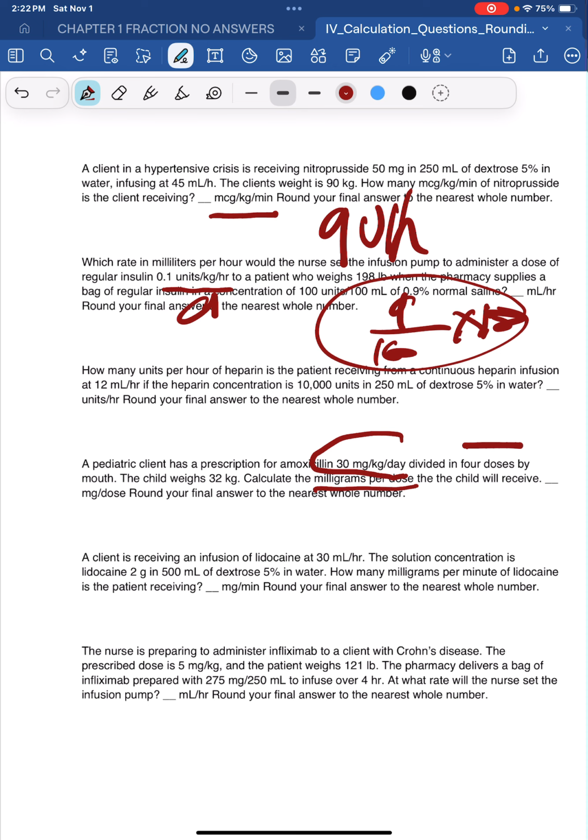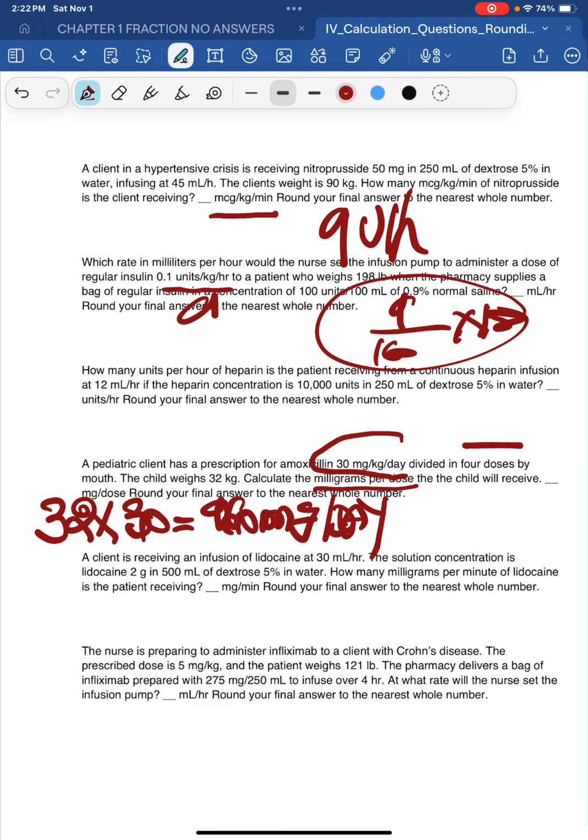So here, the only thing I gotta do, I'm gonna get 32 multiplied by 30 milligram. 32 multiplied by 30, I got 960 milligram per day. But they are not asking me for a daily dose of milligram. They ask me what I will give per dose. Because the daily dose we are giving in divided doses. You get that daily dose, divide that in 4 doses.